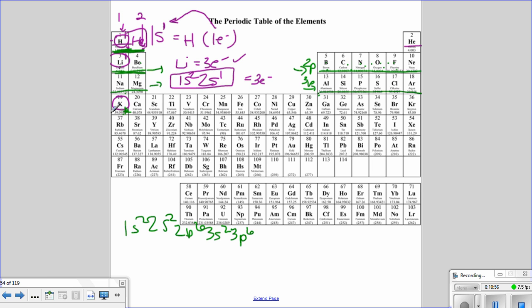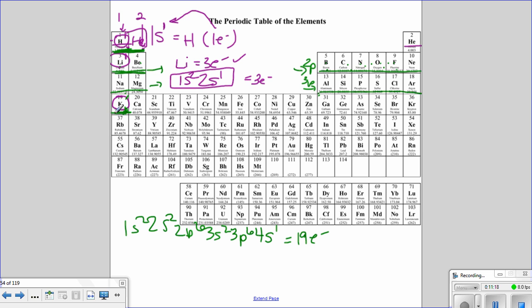Now we're finally to potassium, and we're going to stop there. But we need to write down that last electron we're accounting for, which is in the 4th period. It's in S block, and there's 1 electron there. So if you go through and count up, 2 plus 2 plus 6, that's 10. Plus 2 is 12. Plus 6 is 18. Plus 1 is 19 electrons.